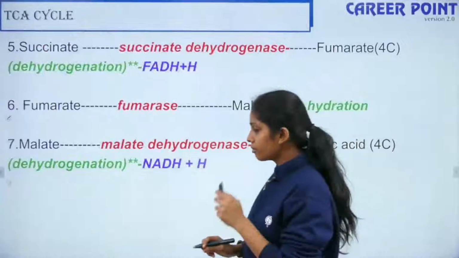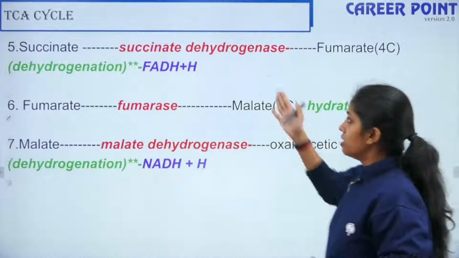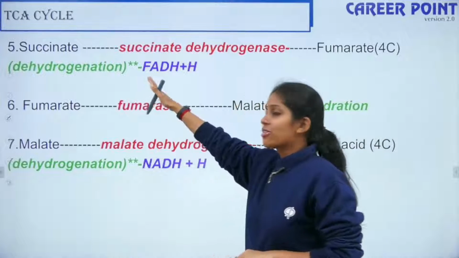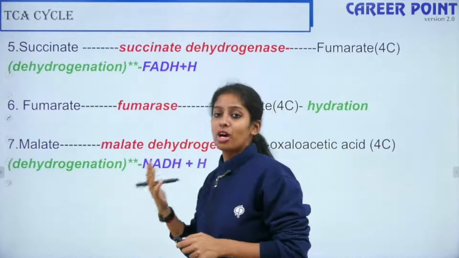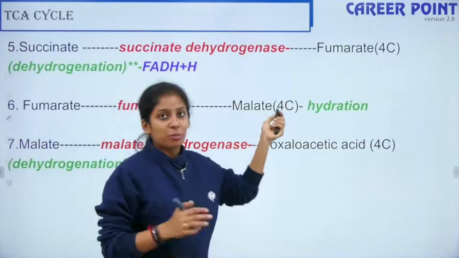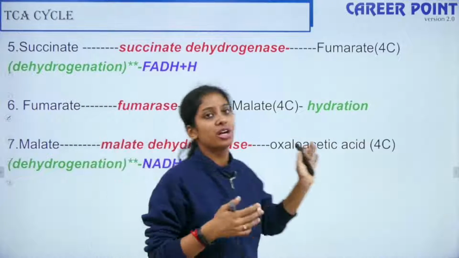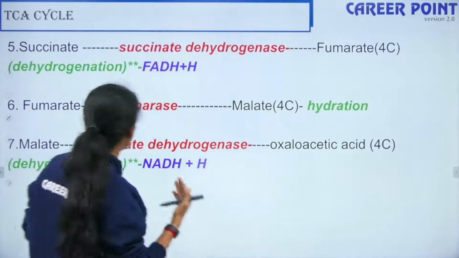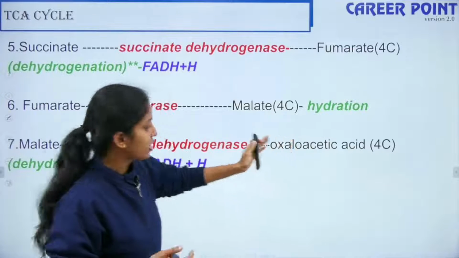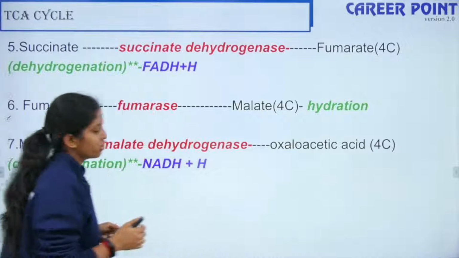Alright, so now your succinate is getting converted into fumarate, in the presence of succinate dehydrogenase. Okay, so this is a dehydrogenation reaction, but here you have the production of FADH. So this fumarate is getting converted into malate. This happens in the presence of an enzyme fumarase, which is a hydration reaction. Hydration is addition of water. Then the malate is getting converted into oxaloacetic acid, which is a 4-carbon compound. This is in the presence of malate dehydrogenase enzyme.